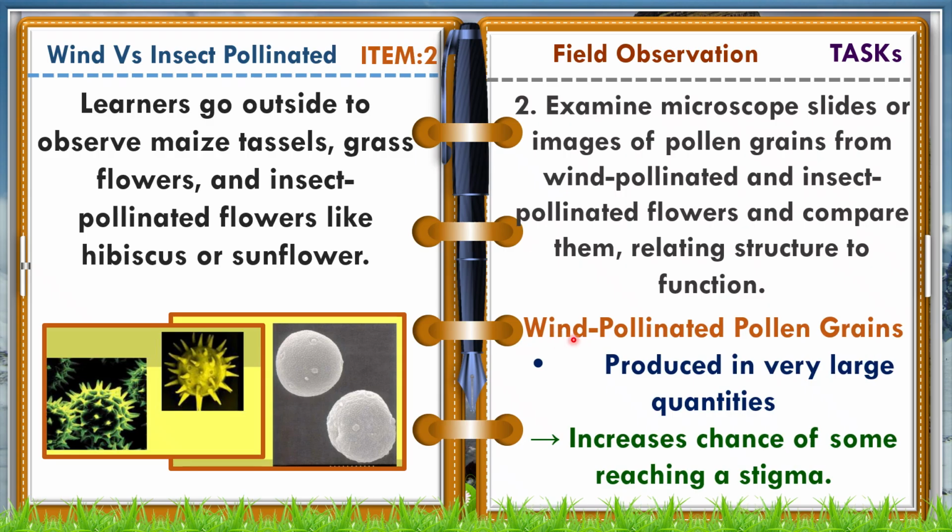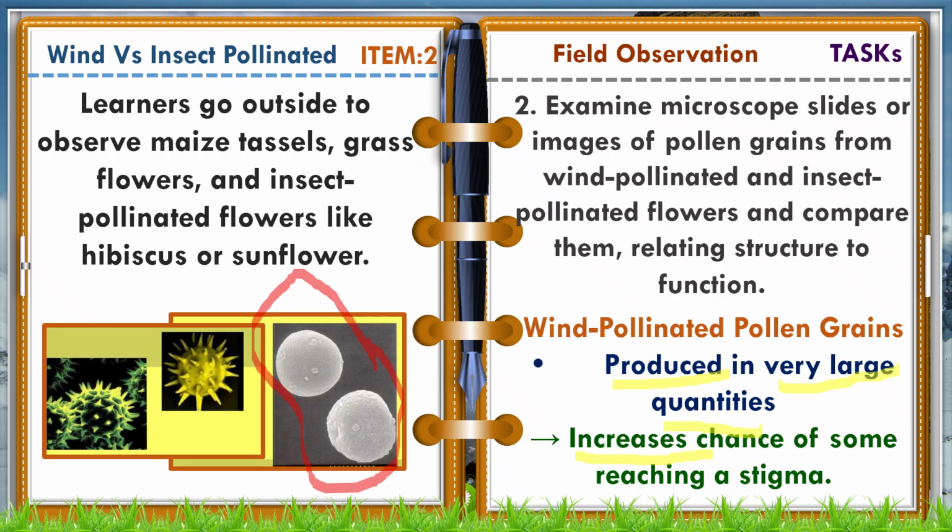We are still on wind-pollinated pollen grains. They are produced in very large quantity. Those are wind-pollinated pollen grains. They are produced in large quantity. Why are they produced in large quantity?